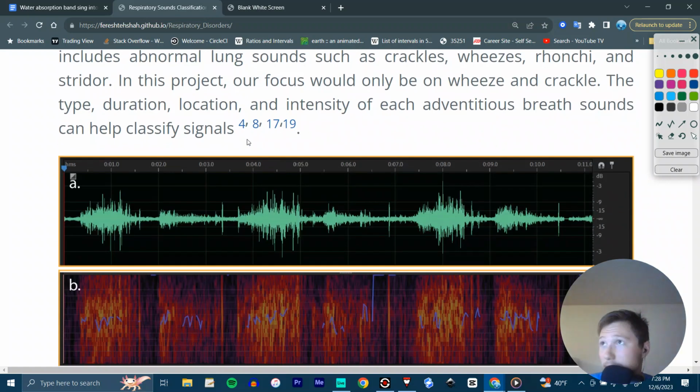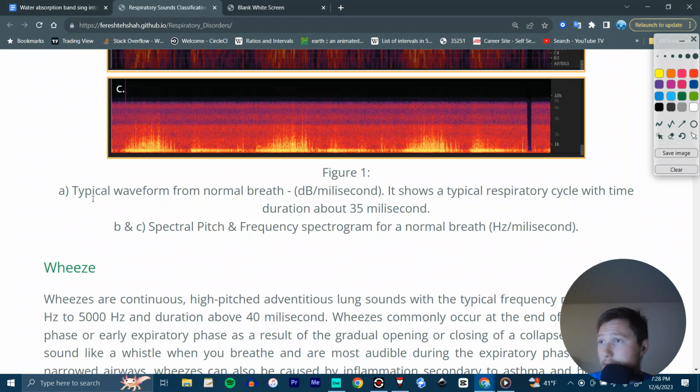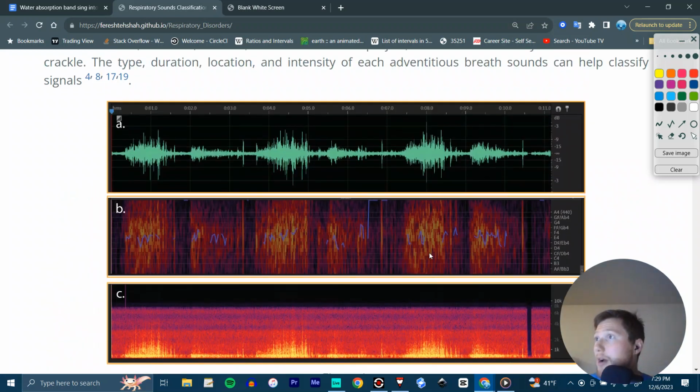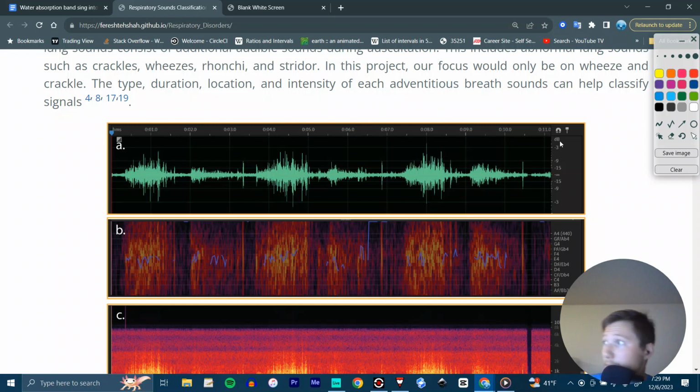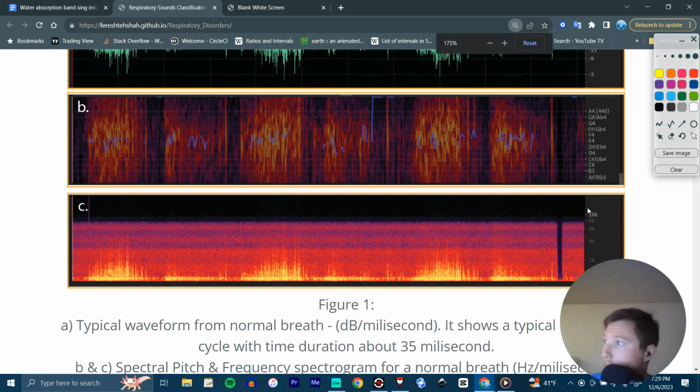So you can check out the website. This is a typical waveform and spectrograph from a normal breath. It shows a typical respiratory cycle with a time duration of about 35 milliseconds. We see decibels on the right and milliseconds on the x-axis, and we can see the change in waveform. And then we can see plotted here, sort of like Melodyne, sort of arrows. It'll show you the average frequency of what it is.